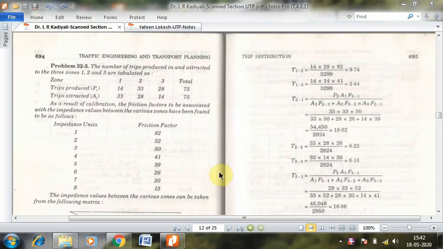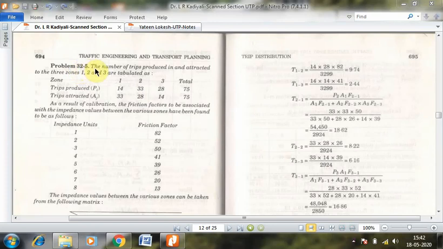Starting with the next problem that comes under gravity model towards trip distribution as a type of trip distribution technique. So this is problem number 32.5 in the textbook that was already stated to you in page number 694. I'll read out the problem, just try to understand, and then we shall start discussing how to solve the problem.